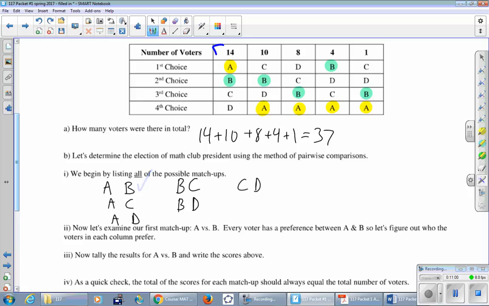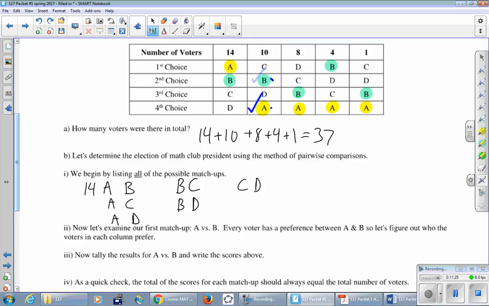Okay, so let's look at the first 14 people. Out of A or B, who did they prefer? Well, they preferred A. So A just got 14 points. Let's look at the next group of people. We've got 10 people. Who did they prefer? Well, their top choice was C, but C is not part of this particular head-to-head matchup. So C is not in the discussion. So only between A and B, who did these 10 people prefer? Well, they preferred B because B is above A.